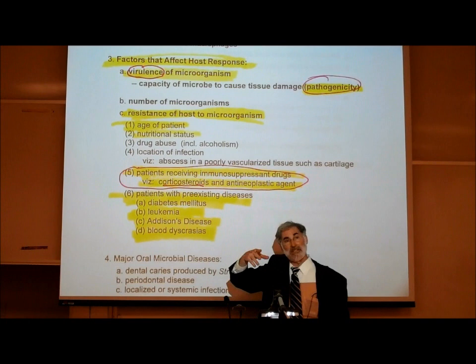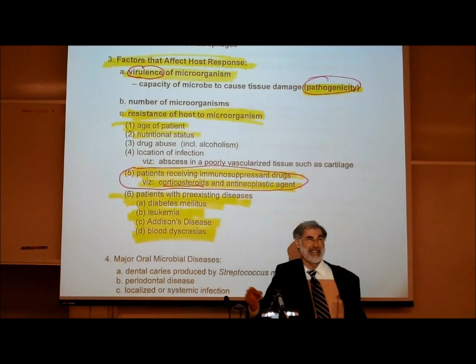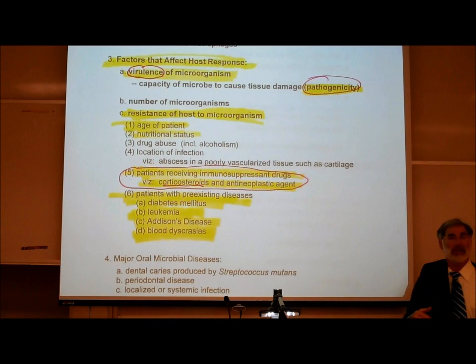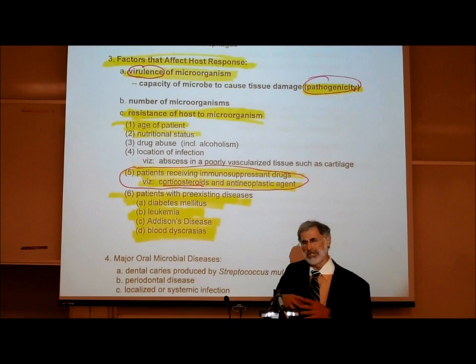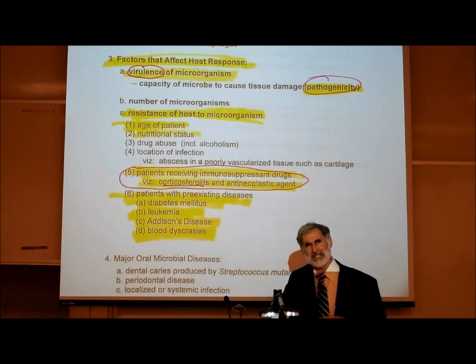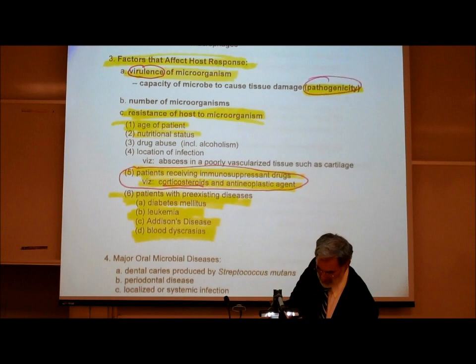Leukemia, Addison's disease. Addison's disease, you may or may not recall, is a deficiency of glucocorticosteroids. Excess glucocorticosteroids is called Cushing's, and a deficiency is Addison's. Blood dyscrasias, that word just means disorders of the blood cells. So when there's abnormalities in red or especially white blood cells, that can lead to reduced immune response.